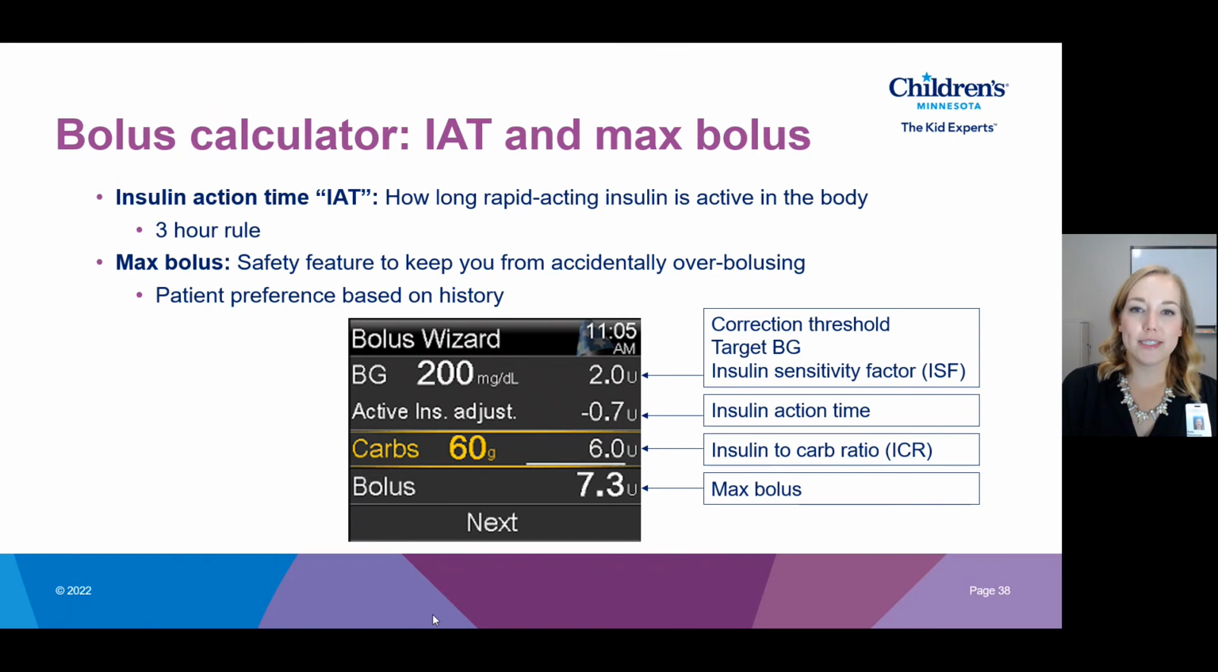And then the final piece is this max bolus. After doing its calculation, it's saying you need 7.3 units. Let's say this person's max bolus was programmed at 5 units. At this stage, the pump would alert you and say, hey, that's more than your max bolus. Are you sure? And it's just that second question to make sure you're not accidentally overbolusing.